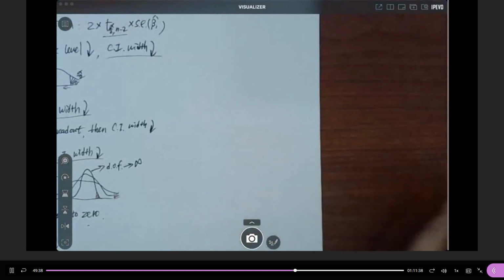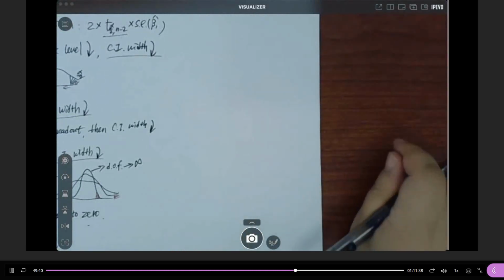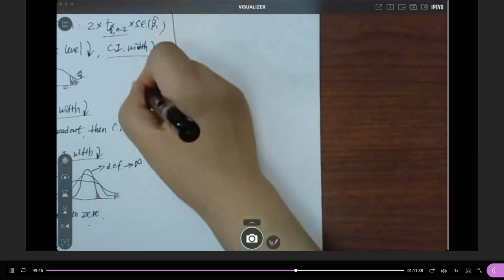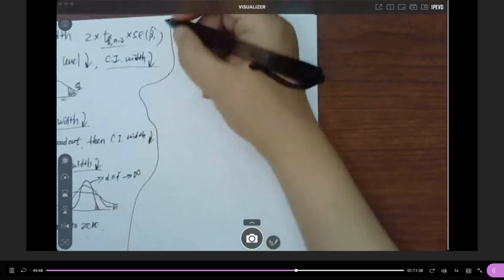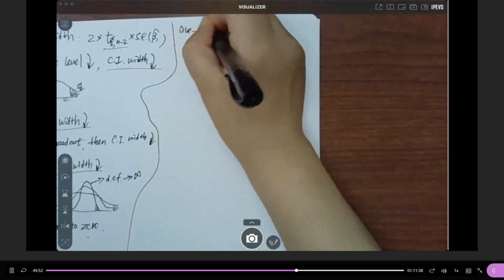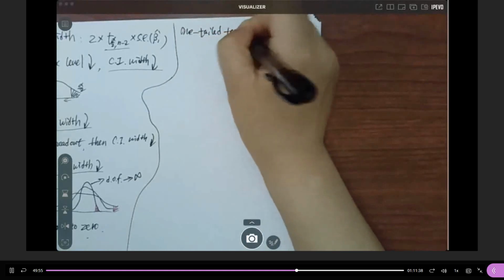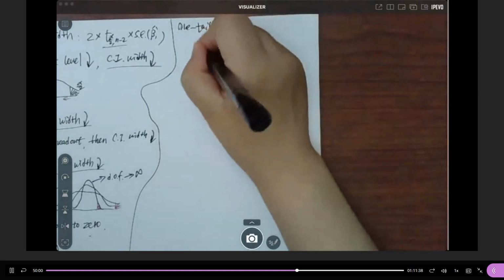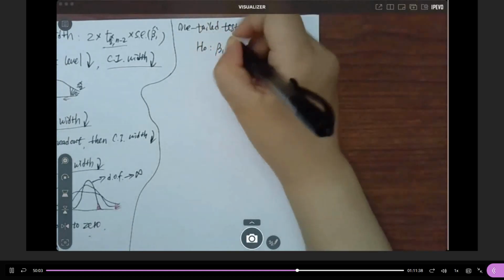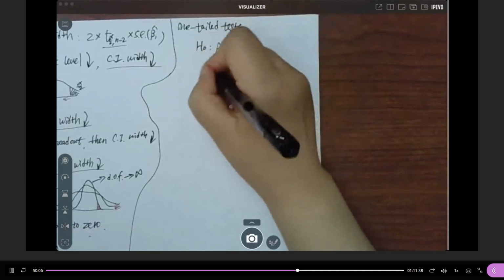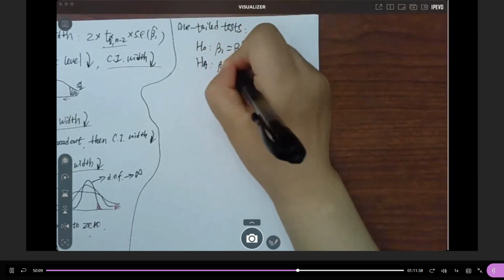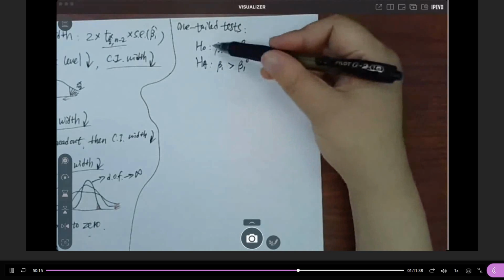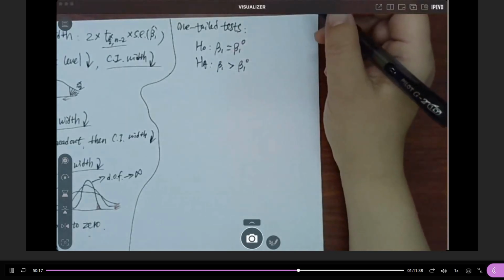So let's say we want to perform single-sided hypothesis testing, or a one-tailed test. It could be a lower tail or an upper tail. Let's say your null hypothesis says beta 1 equals beta 1 naught, and the alternative says beta 1 is greater than beta 1 naught. So beta 1 naught is the hypothesized value in the null hypothesis here.